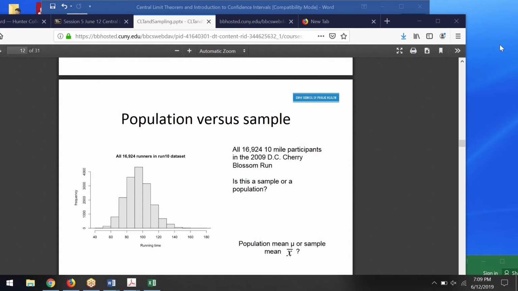Sorry to wake you guys. Is that a sample or a population, that histogram?